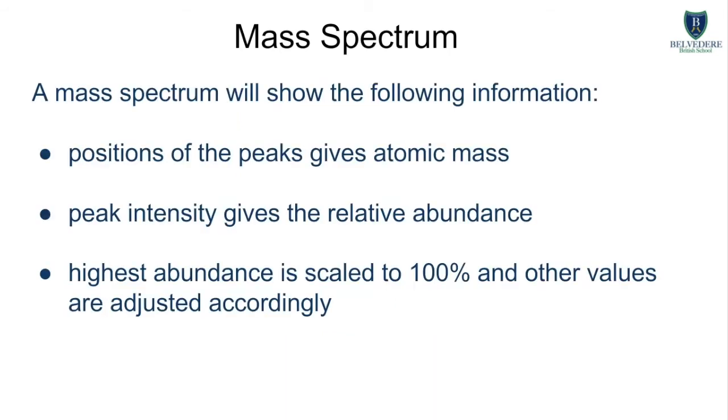So a mass spectrum is going to give the following information. We are going to see the positions of the peaks to give us the mass of substances. We're going to see the peak intensity to give us the abundance. So the peak intensity is otherwise known as the peak height. And the positions gives us the atomic mass. And then the highest abundance is scaled to 100%, and then the other values are scaled as well. So the mass spectrometer does all of this automatically, and we get a spectrum that has got the different peaks with their abundances already labelled.